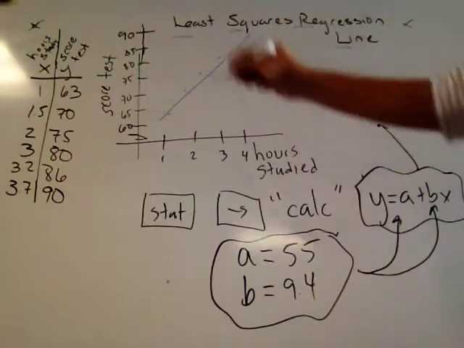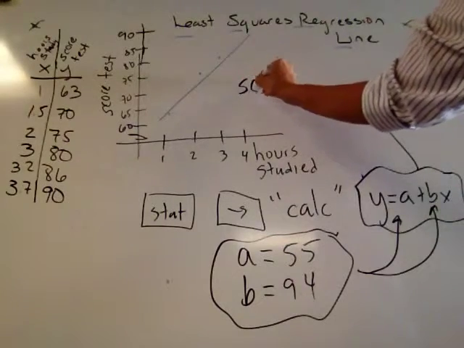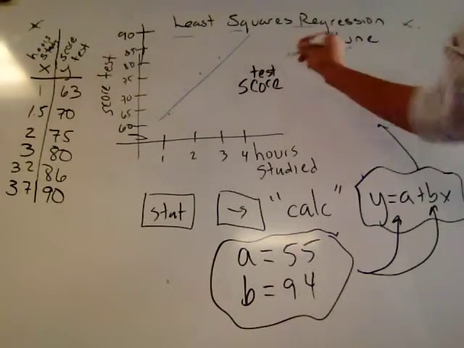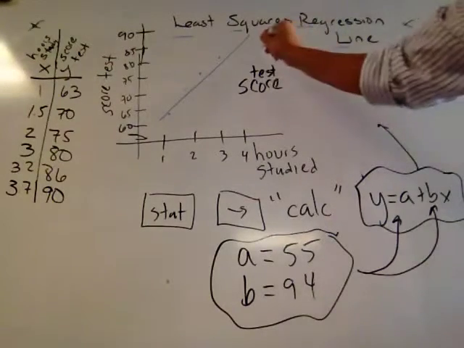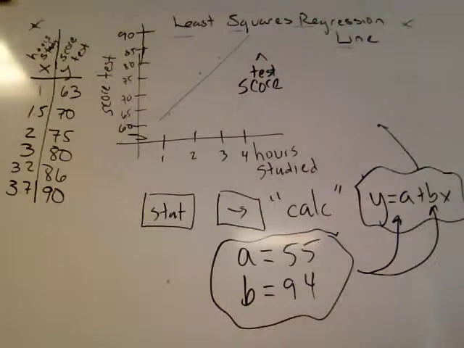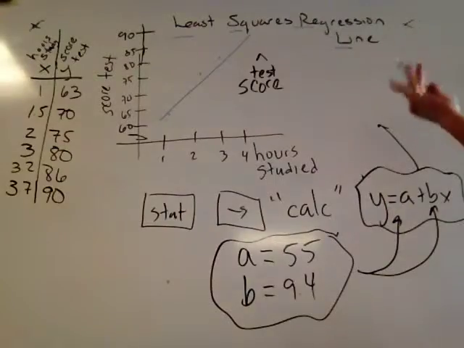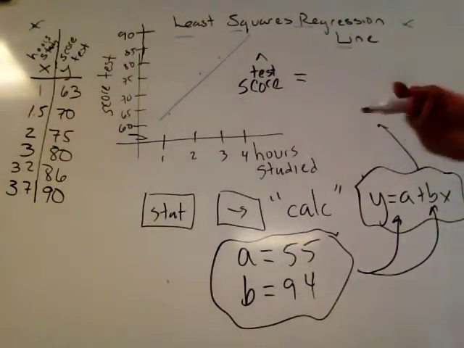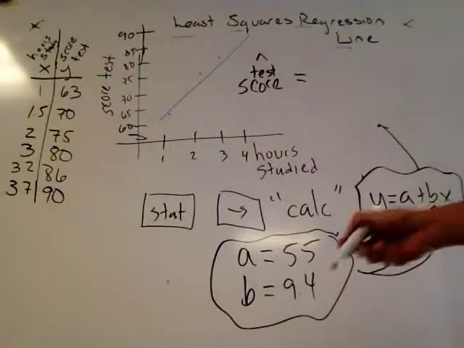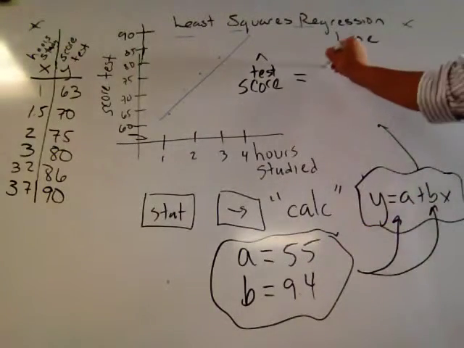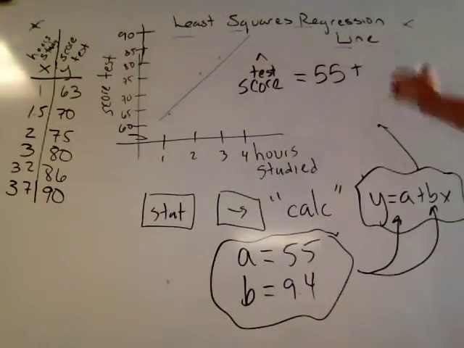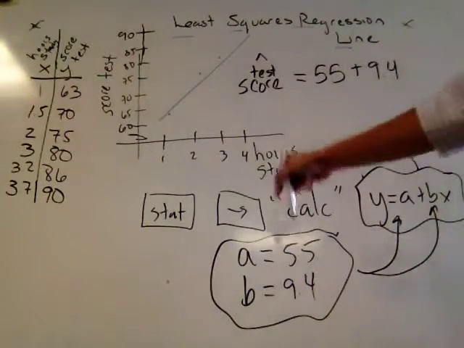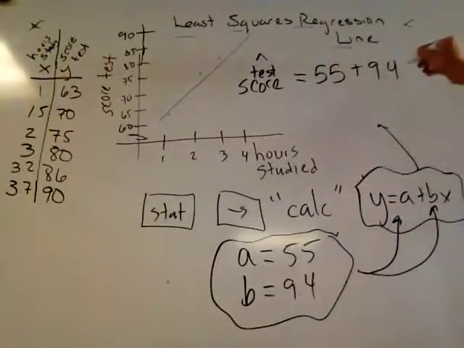So Y represents the score on the test, so I'm going to write that. The test score, and it's a predicted score, so we like to put a little hat over it to represent the predicted score, right? It's not the actual scores, these are predictions that we're making. And I'm going to use the equation to make that prediction, so I'm just going to take the A, which is 55, I'm going to add it to the B, which is 9.4, times X, which is the hours studied.